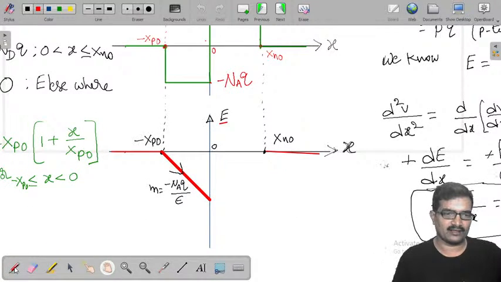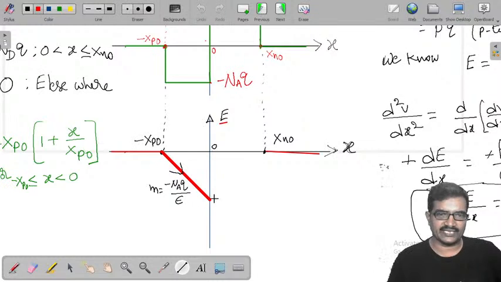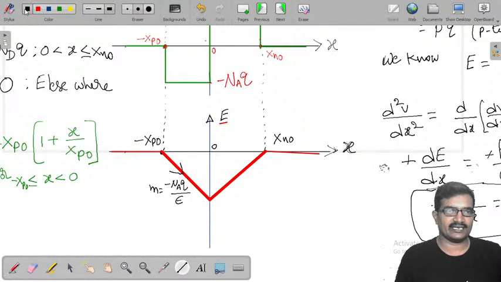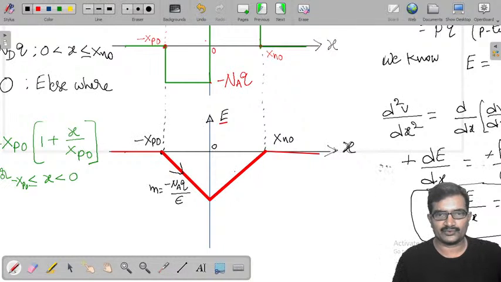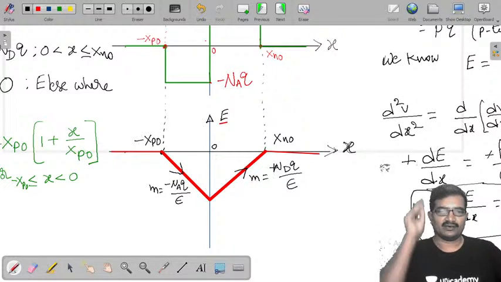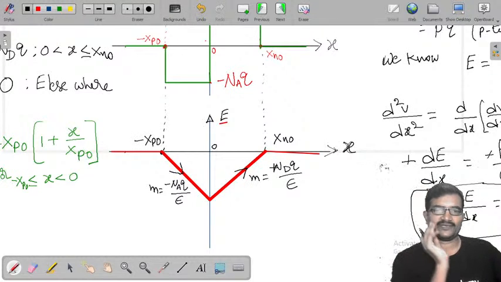See this? It is starting from 0 and ending at xn naught, and its slope is positive, which is m equals nd into q by epsilon. That is the slope of it.